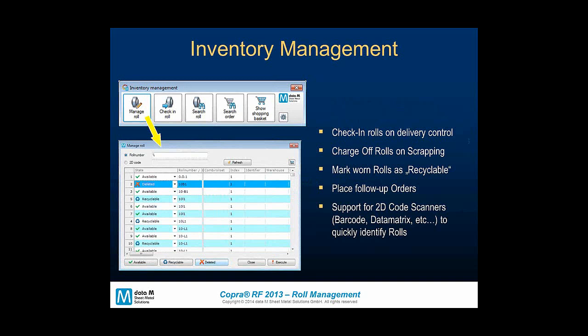And we have support for 2D code scanners, could it be a barcode or data matrix, etc., to quickly identify these rolls if they have such identification marks. And here you can see in the example, this roll here is available. This one has been deleted from the system. It's no longer on the system or available. And this roll now, 10L1, is recyclable. So it can be used for other projects.